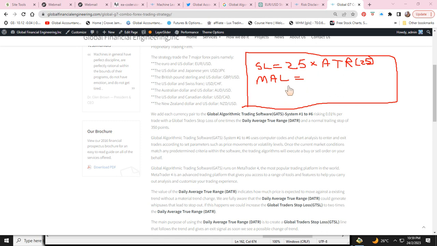We'll also trail by that amount as well, and yes, we will put the same trailing of 350 points because we want to capture any parabolic move.